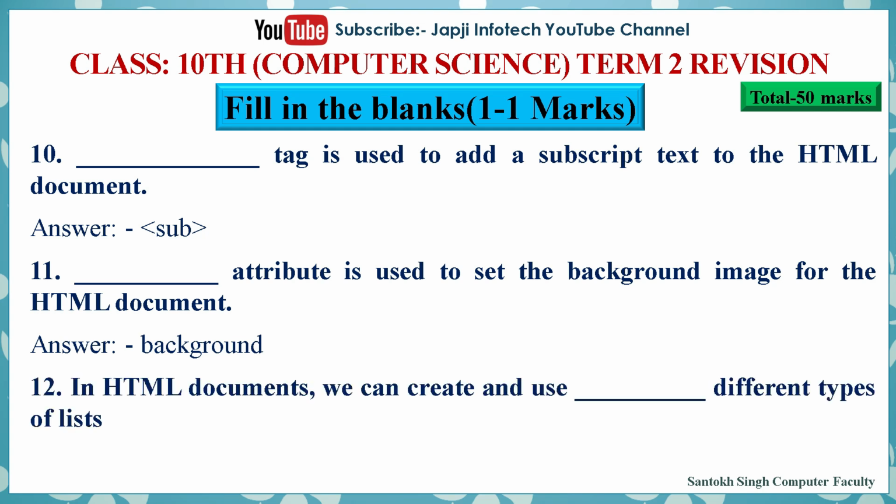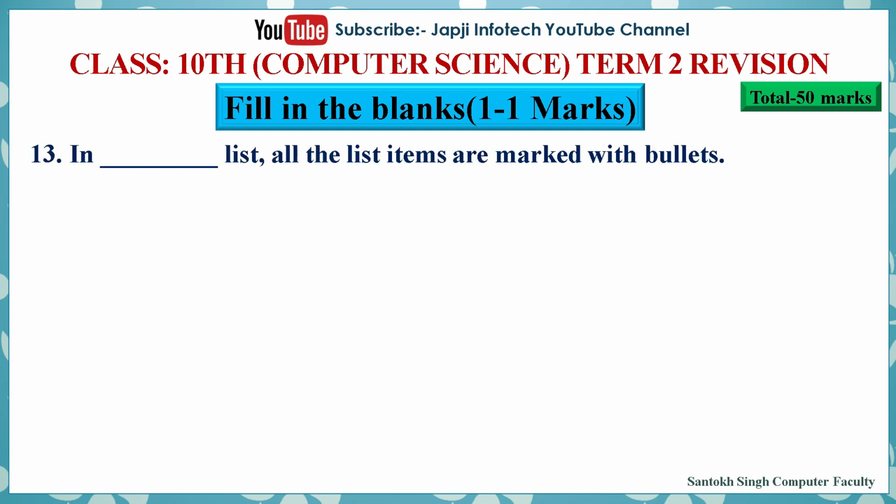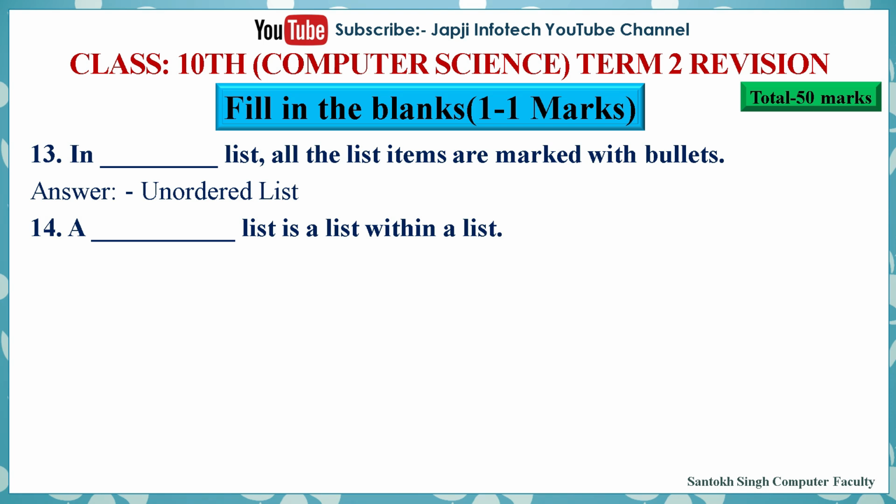12th one is, in HTML document we can create and use dash different type of list, and their answer is in HTML document we can create and use 3 different type of list. And 13th question is, in dash list, all the list items are marked with bullets, and the answer is in unordered list, all the list items are marked with bullet. And 14th one is, a dash list is a list within a list, and the right answer is a nested list is a list within a list.